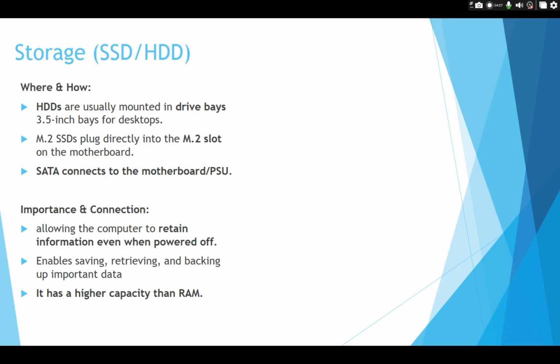Importance and connection: allowing the computer to retain information even when power is off. Enables saving, retrieving, and backing up important data. It has a higher capacity than RAM.